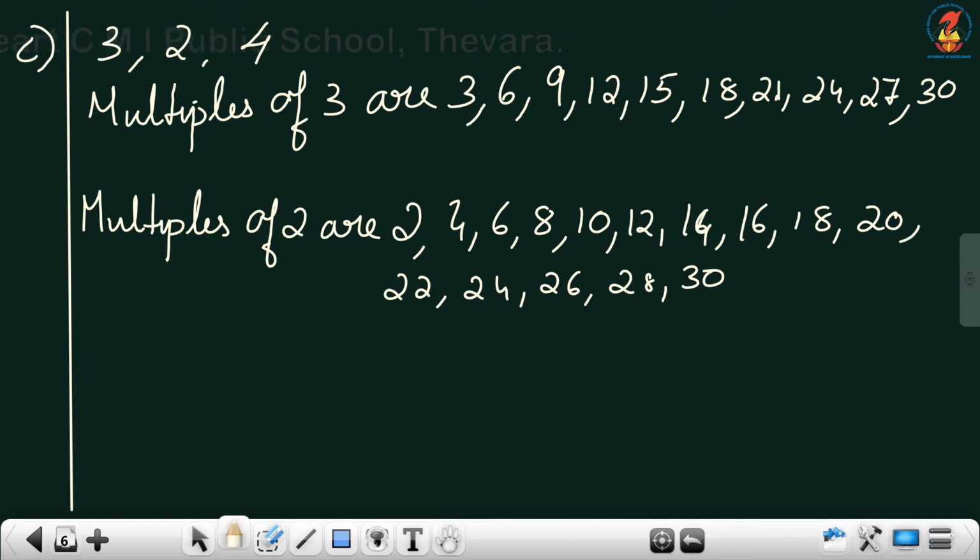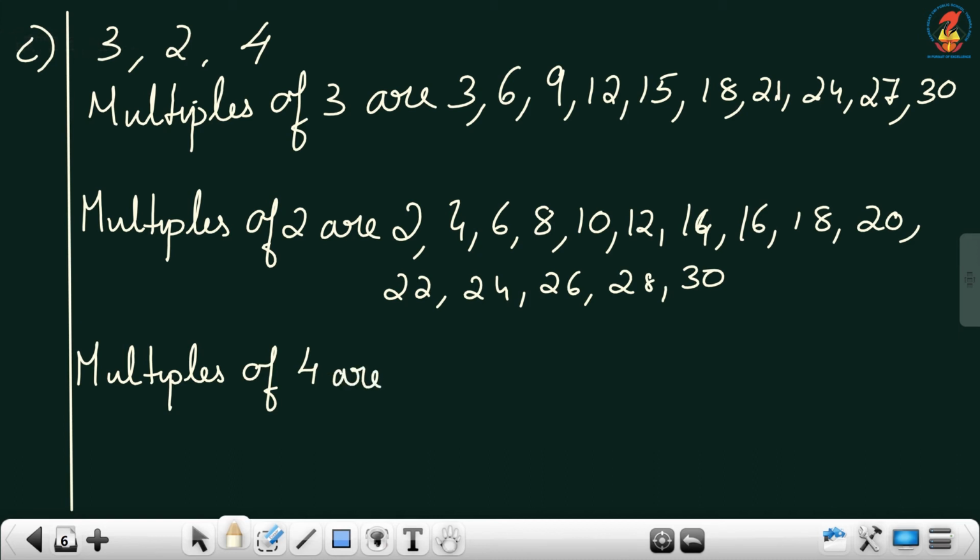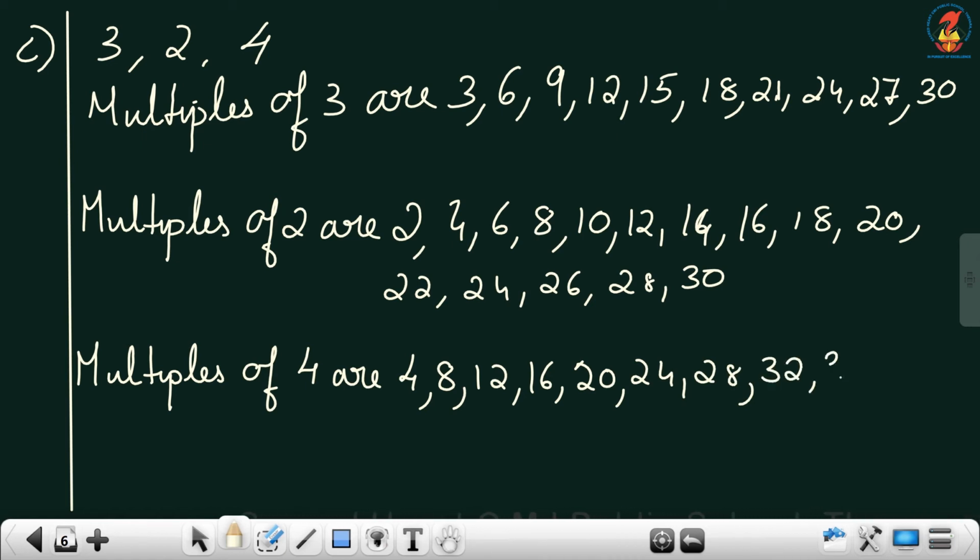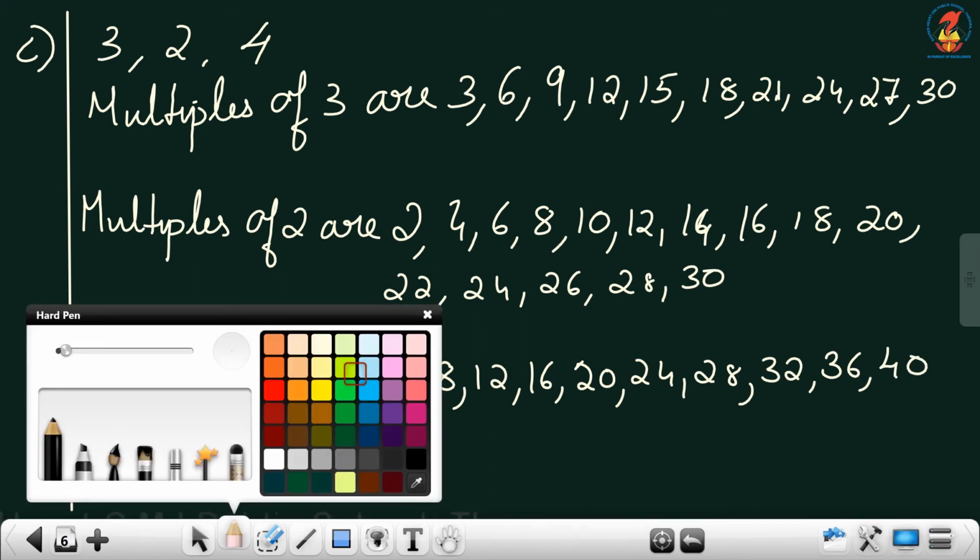Then, which are the multiples of 4? Multiples of 4. 4 ones are 4, 4 twos are 8, 4 threes are 12, 4 fours are 16, 4 fives are 20, 4 sixes are 24, 4 sevens are 28, 4 eights are 32, 4 nines are 36, 4 tens are 40. I'll stop for the time being.